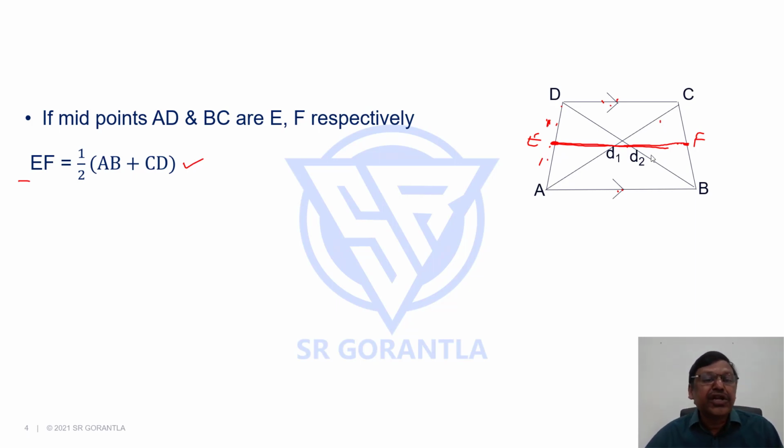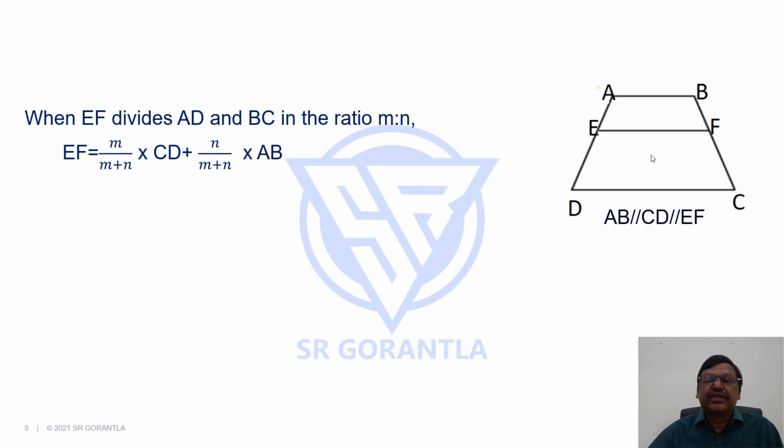What if it is a different ratio? The rule is, you can see here in this trapezium, AB is parallel to CD, and also EF is a line segment that joins 2 points on AD and BC, and it is also parallel to these two sides. When these three are parallel, when this EF divides AD and BC both in the ratio m:n, that is AE is to ED is m:n, BF is to FC also is the ratio m:n.